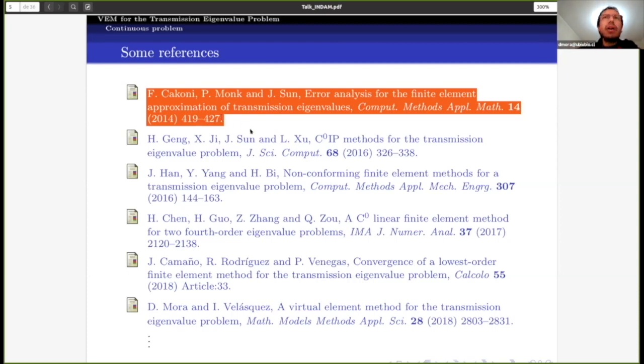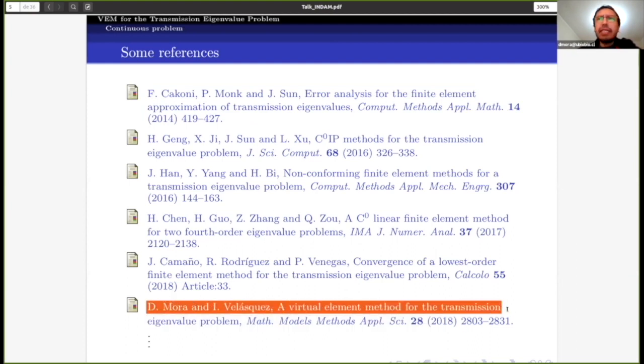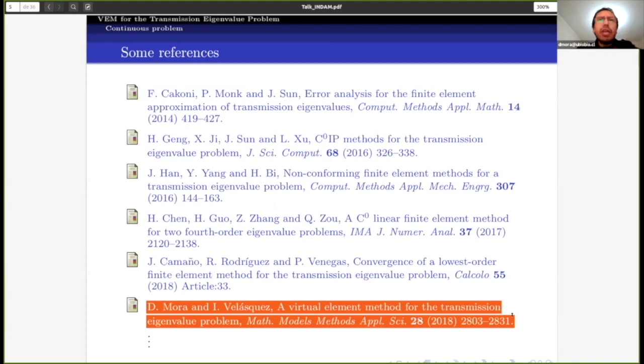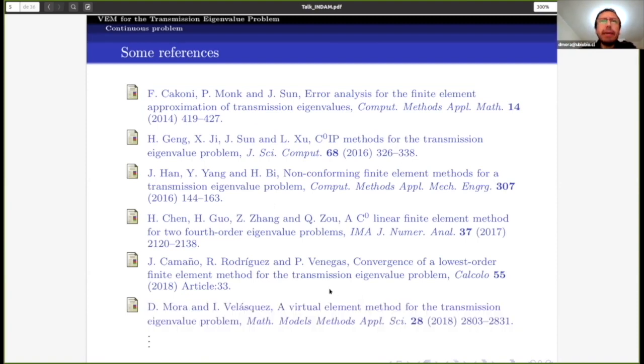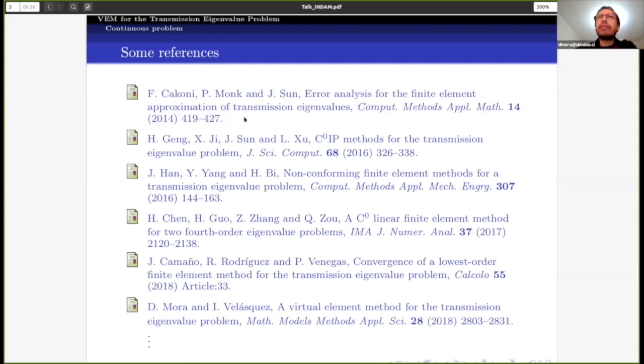There are other references where they use non-conforming finite elements, and in particular in the last reference, we have proposed a virtual element discretization for the same formulation presented in the first reference, okay?